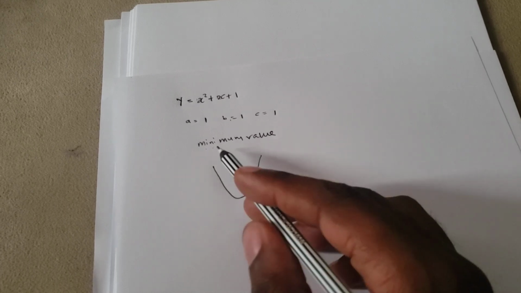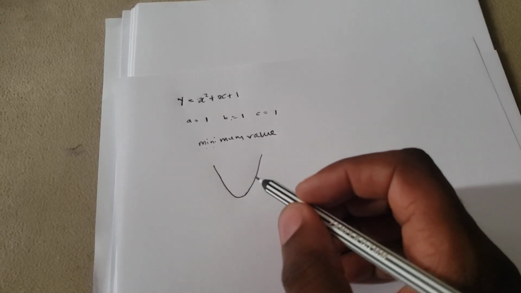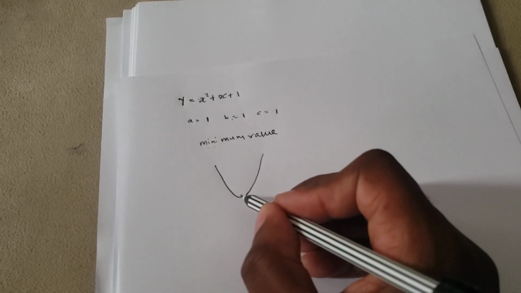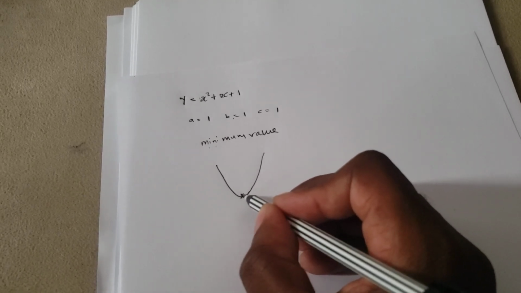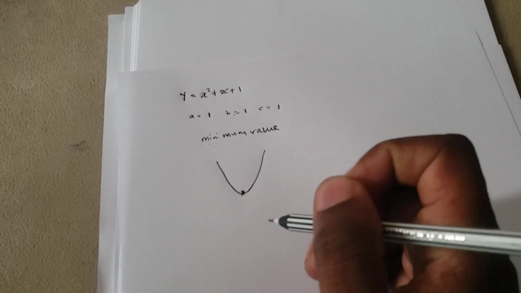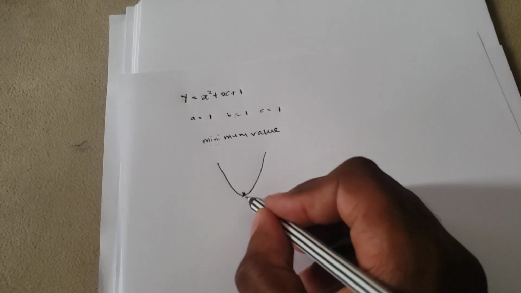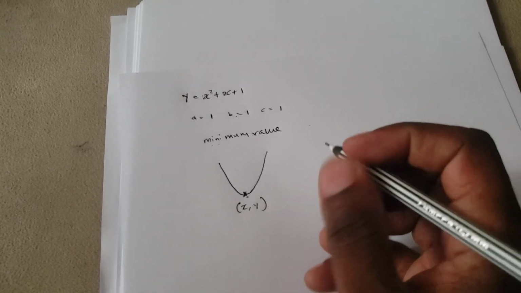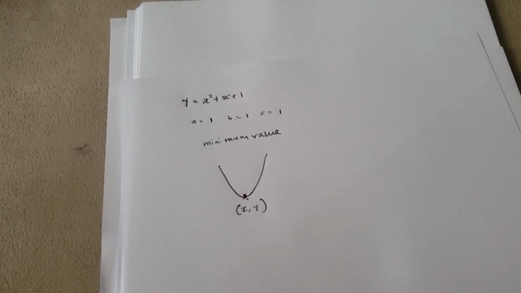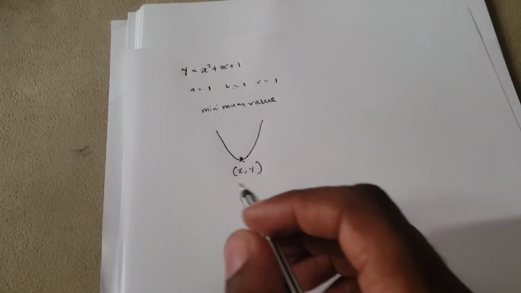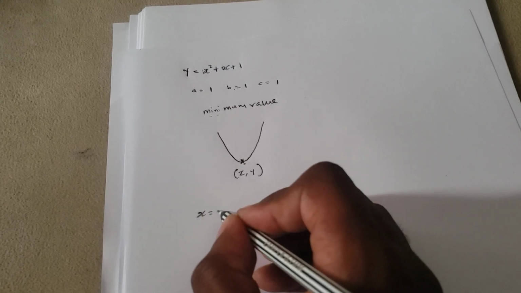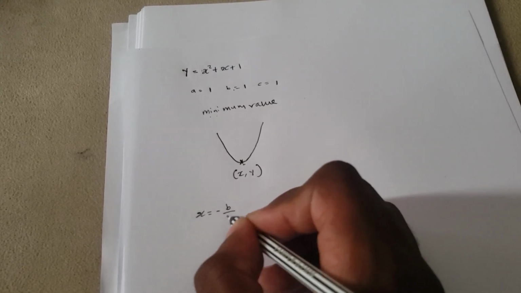Now that we know that it has a minimum value, we can now find the coordinates of the turning point. Where is the turning point? At this point where this parabola turns. All right. So this turning point is in the form of x comma y. Its coordinate x comma y. So for us to find the coordinate of x, we use this formula. x is equal to negative b over 2a.